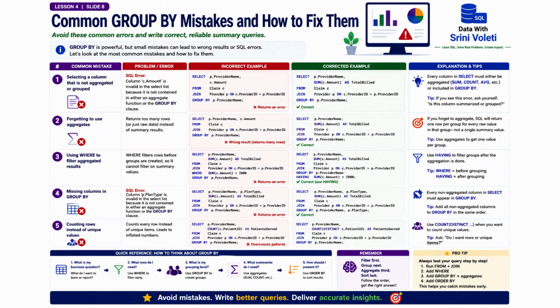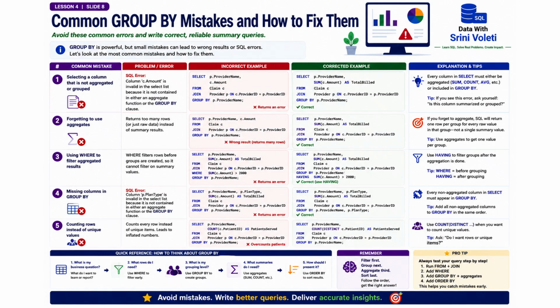Mistake number four. The fourth mistake is forgetting to include every non-aggregated column in the group by clause. Suppose we select both provider name and plan type. We group only by provider name. SQL does not know which plan type belongs to that provider. Again, SQL has no single correct answer. The solution is simple.